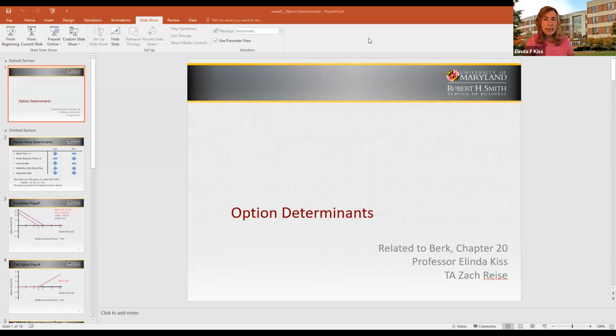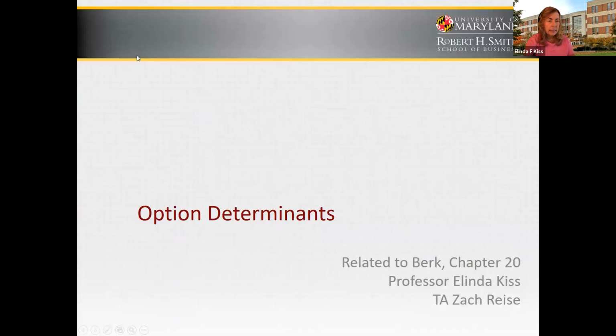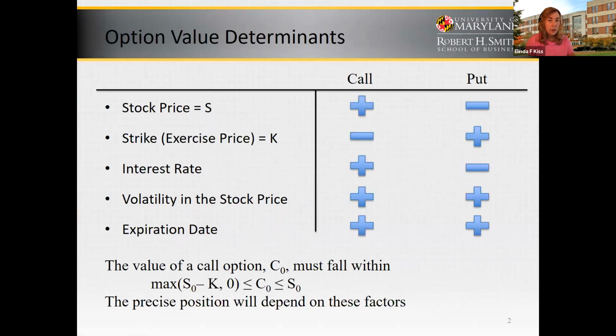Hello, this is Professor Kiss, and I'd like to record a video for you on what determines the value of an option. What do you need to price an option? Well, there are 5 variables that you'll need in order to price an option. The first is the stock price or the price of the underlying asset.